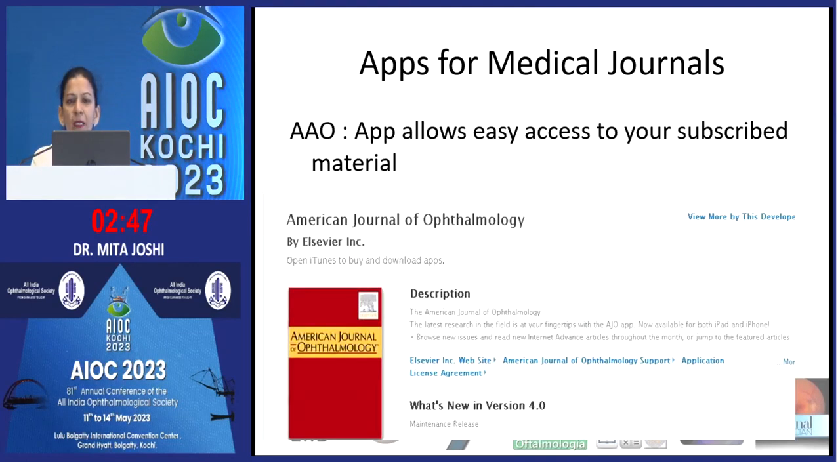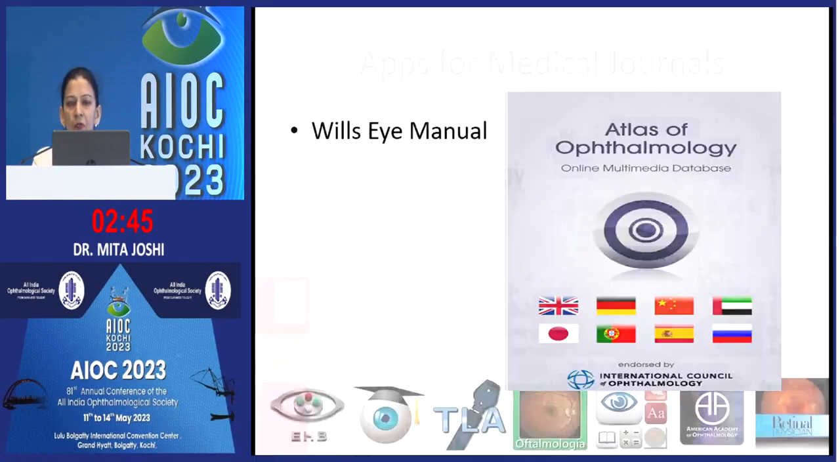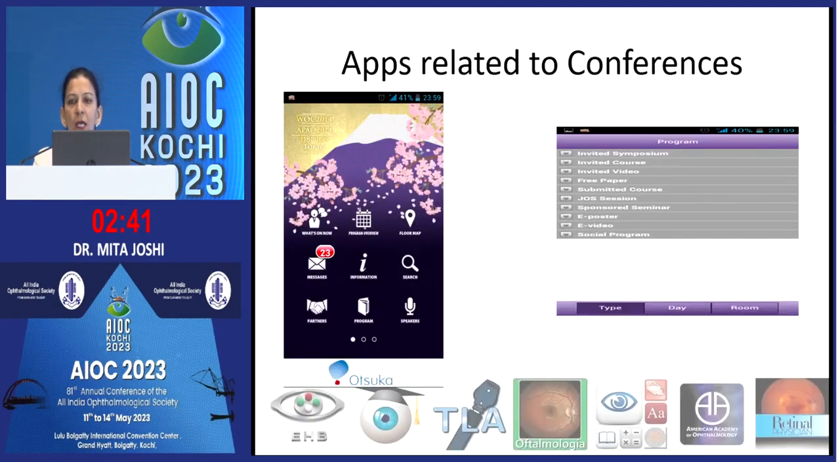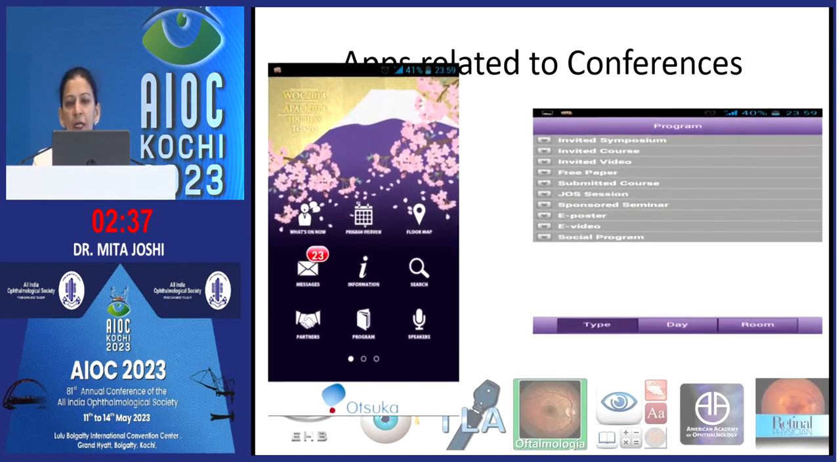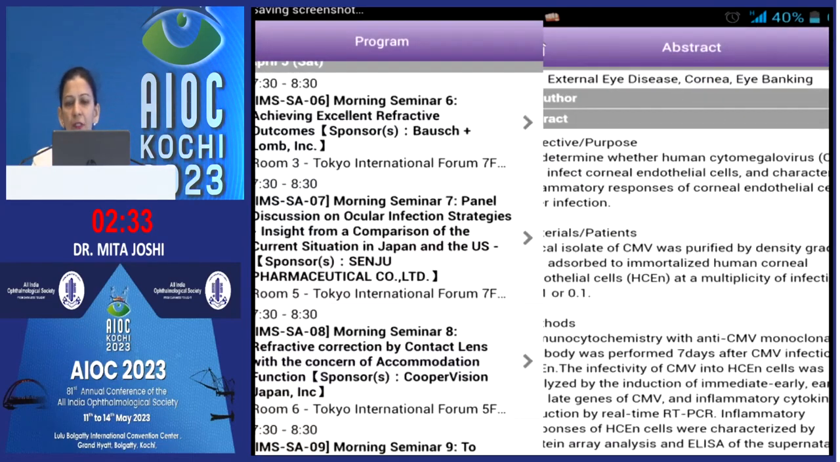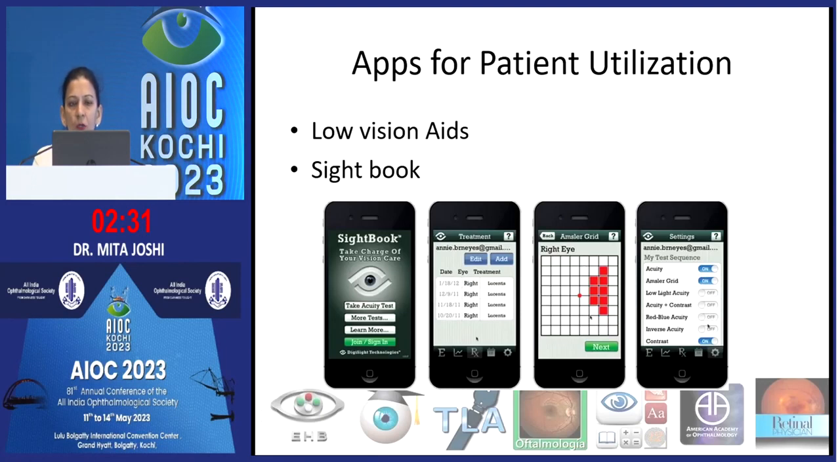You have apps for medical journals. We have our own IJO on this now. You have the Wills Eye Manual, Atlas of Ophthalmology. Apps related to conferences are now a routine, so they allow you to plan your day, just see what is going on in which hall, and then you can just follow accordingly.